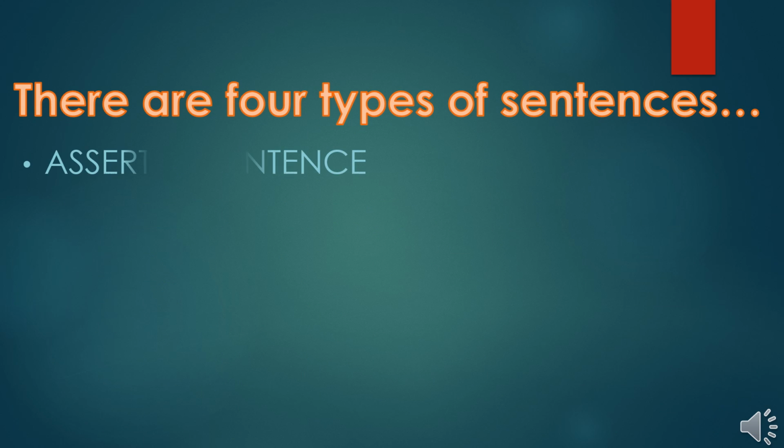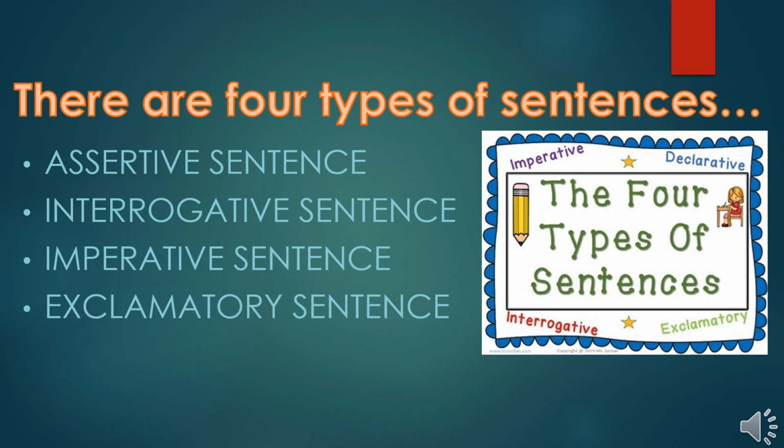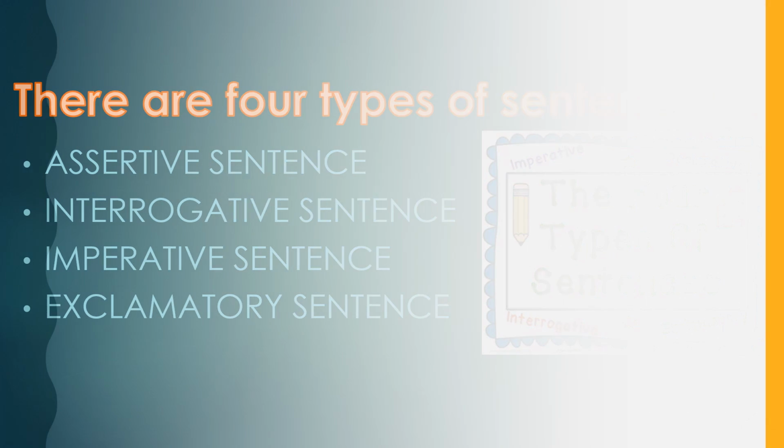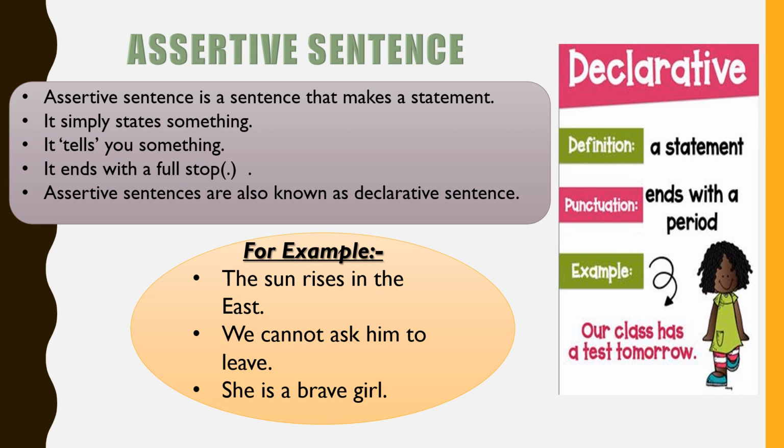As I told you earlier, we are starting a new chapter today, that is types of sentences. There are four types of sentences. One, assertive sentence. Second, interrogative sentence. Third, imperative sentence. And fourth, exclamatory sentence. We are starting with the first type, that is the assertive sentence.